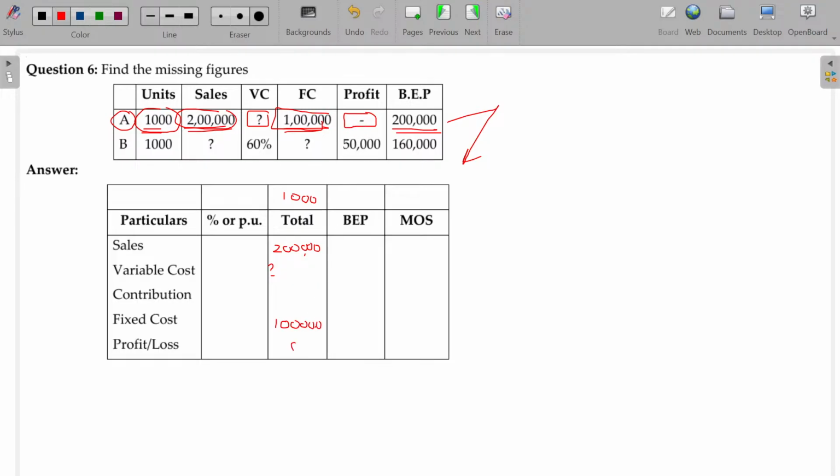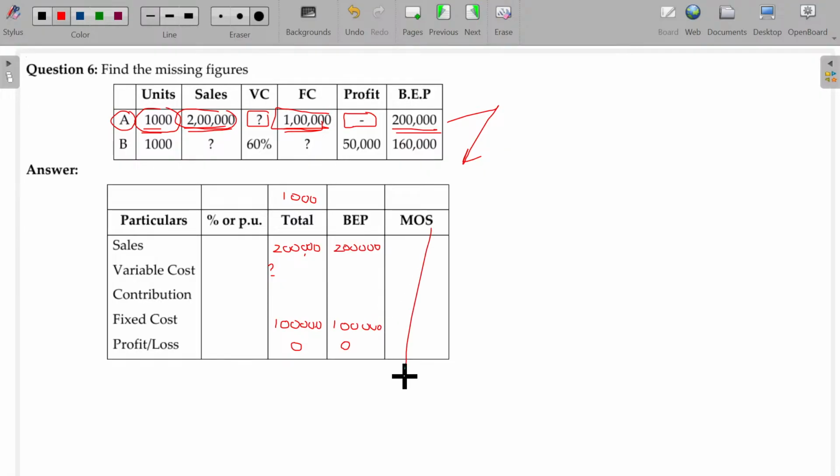Profit being 0. Profit being 0 means the total sales itself is equivalent to BEP. We don't have any margin of safety here. So BEP is also 2 lakhs, right? We guessed already. If profit is 0, the BEP as well as total sales are the same. So at BEP you don't have any profit. So this is 1 lakh.